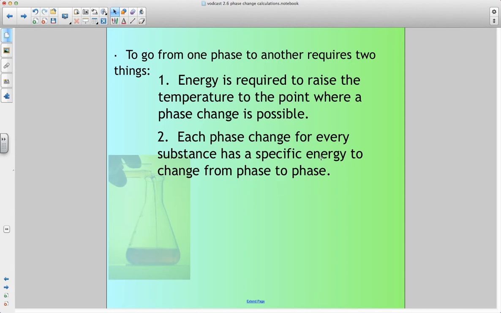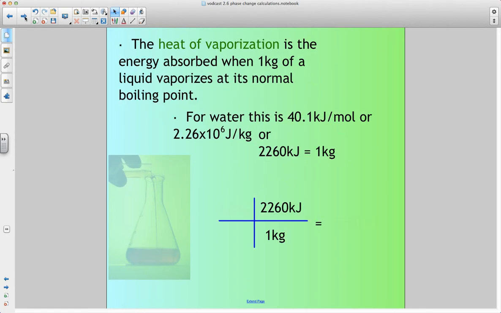So we're going to do some of these by way of calculations, and you'll notice water has its own specific energy, and different metals will have their own specific energy, and we'll talk about these later in the form of specific heat whenever we do those calculations. But let's try this one right here. We're going to talk about the heat of vaporization. We're going to go from a liquid to a gas. And we're talking about the energy absorbed when 1 kilogram of a liquid vaporizes at its normal boiling point.